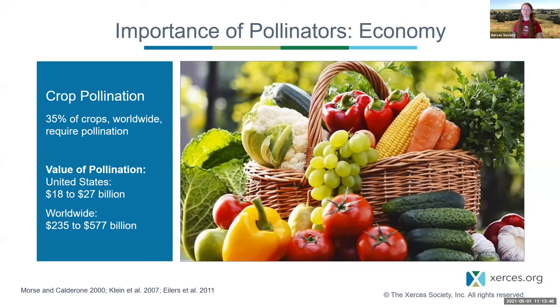And not only do they have an impact on our nutritional values, but also on the economy, right? So 35% of crops worldwide require pollination. And you can see the figures there that it's a pretty large value, right? $18 to $27 billion estimated from pollination just in the United States.